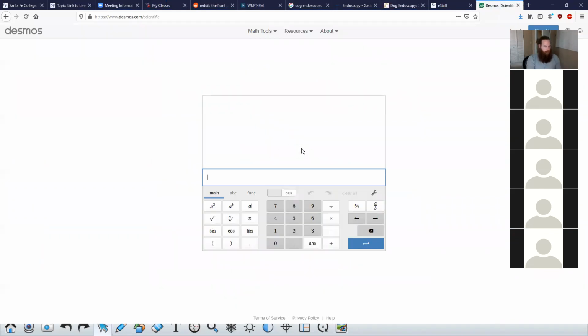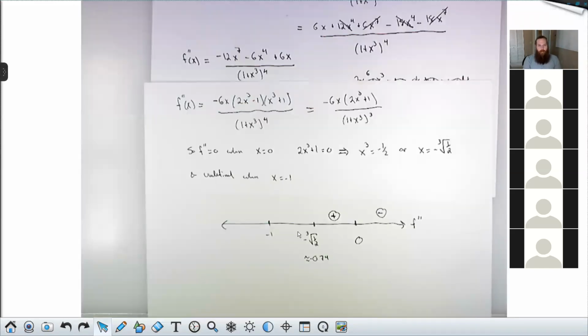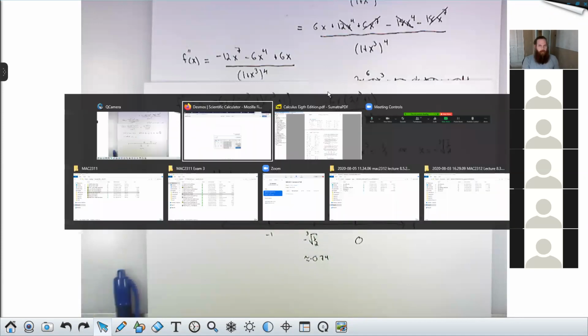The cube root of -1/2 raised to the 1/3 power. It's like -0.79. So this number, the cube root of -1/2, that's like -0.79. So we could test something in here, like -0.8. It's going to be a pain, but let's do it. It's all right.